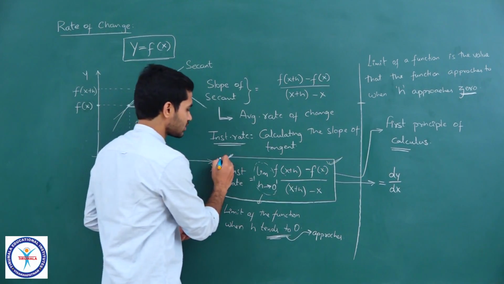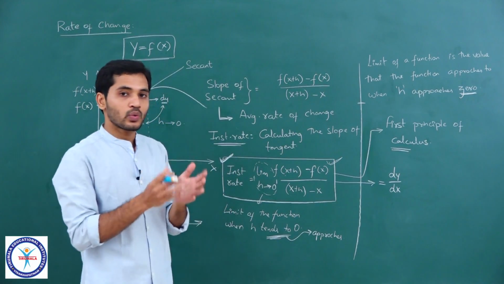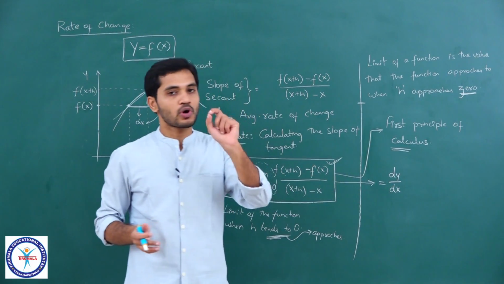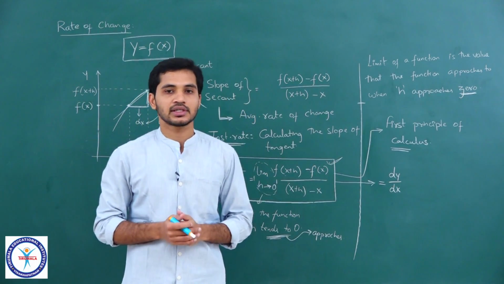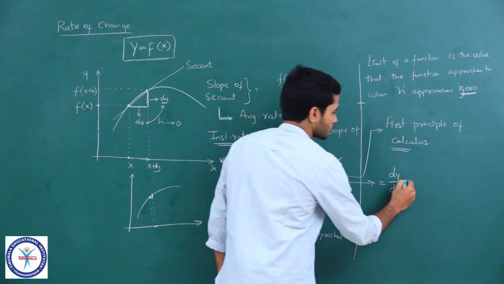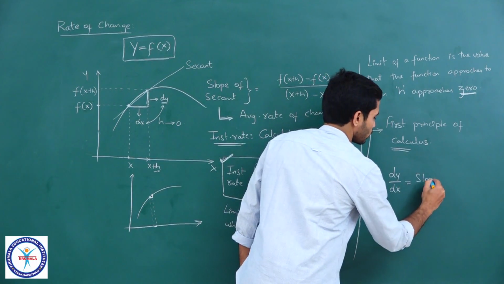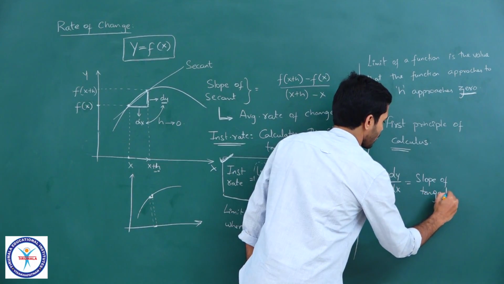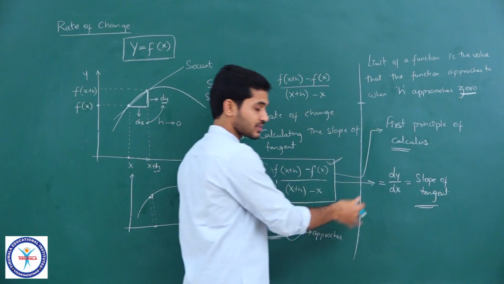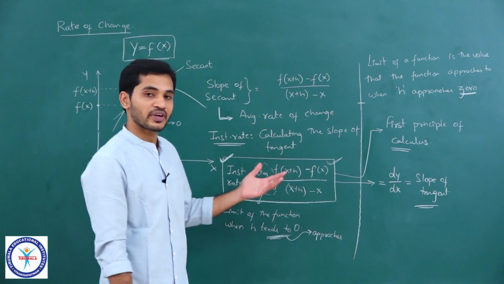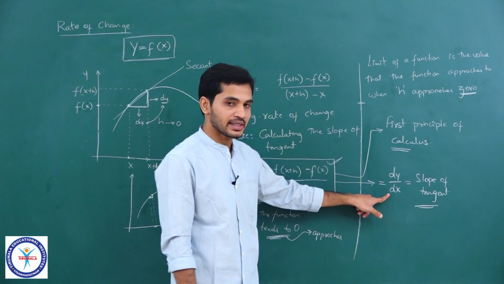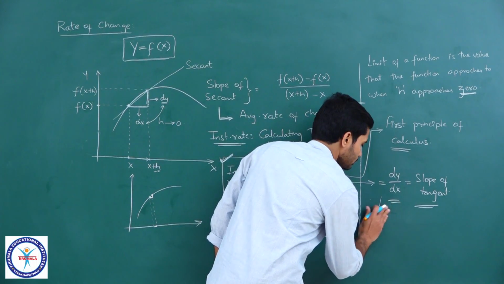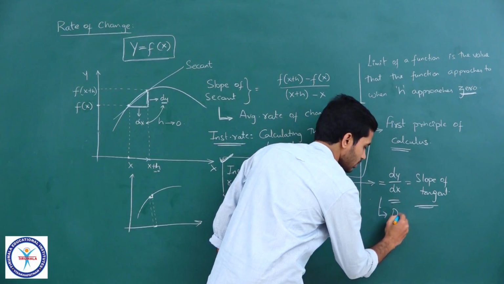So, that is it, students. It is a very simple idea. How we represent the slope of a tangent is dy by dx, small change in y by small change in x. So, that is the slope. This is the slope of the tangent, and this method of calculating the slope of a tangent by using dy by dx, this is what we call differentiation.